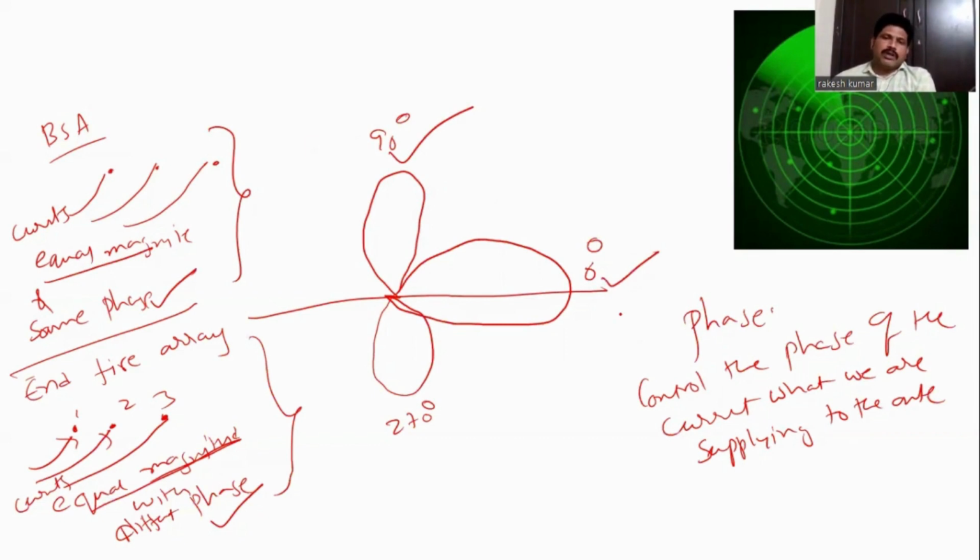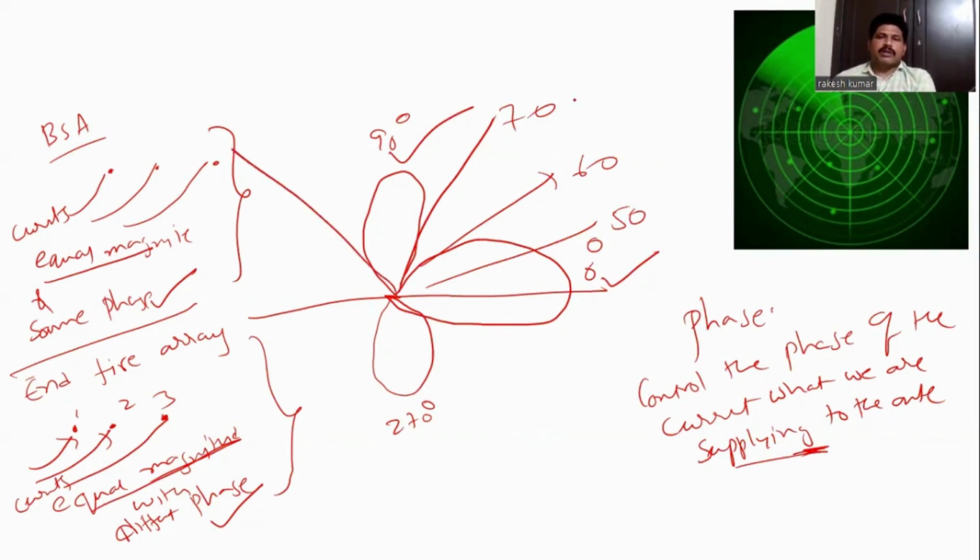Can't I make it radiate in other directions, such as 70 degrees, 60 degrees, 50 degrees? Yes, you can. How? Only by controlling the phase. Simply by controlling the phase of the current elements, you can make the antenna radiate in 70 degrees, 60 degrees, 50 degrees, 130 degrees, or in any direction.